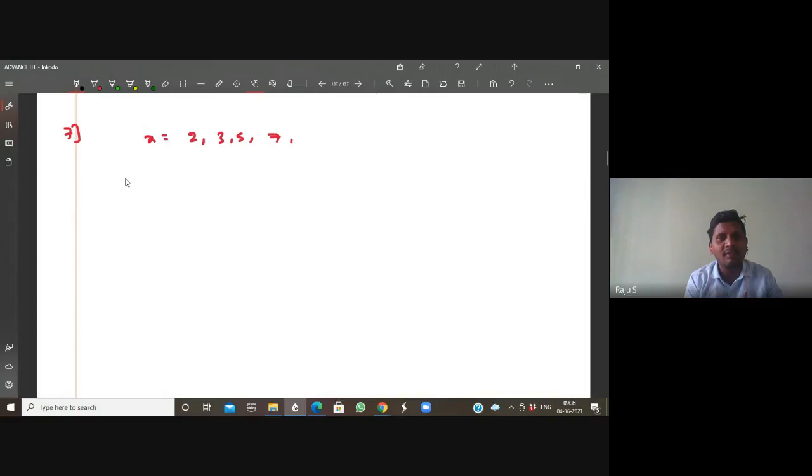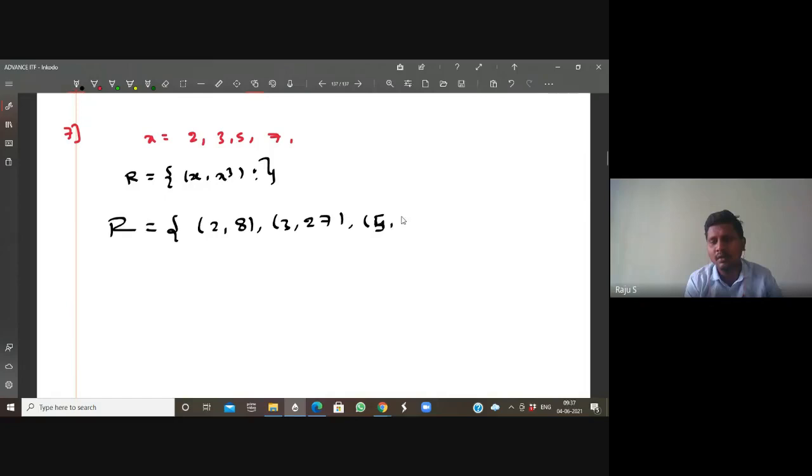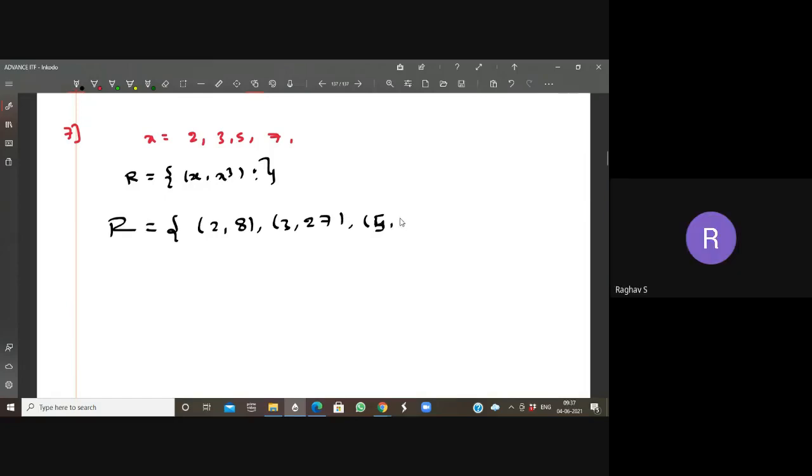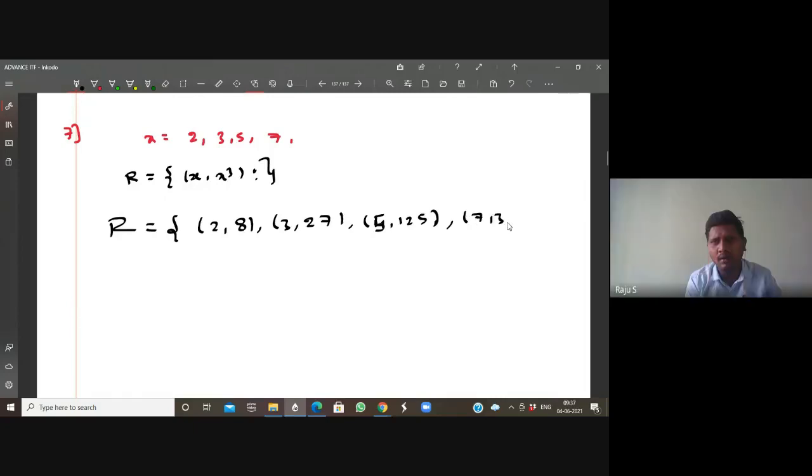Fine. They gave a relation here: x comma x cube, right? Can you write it in roster form? 2 comma 8, 3 comma 27, 5 comma 125, and 7 comma 343.